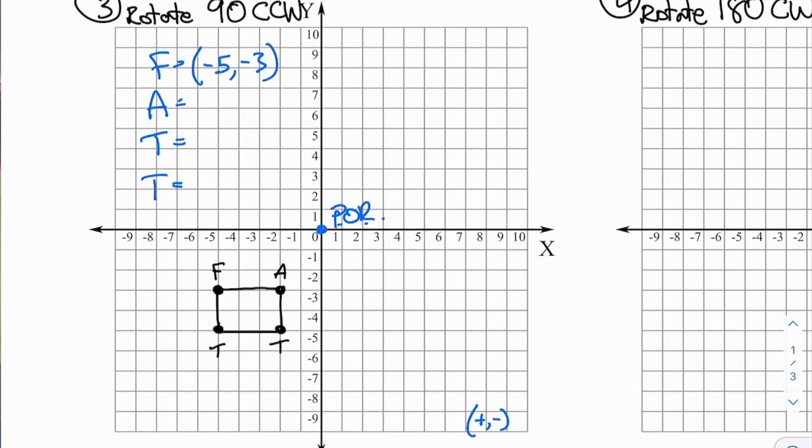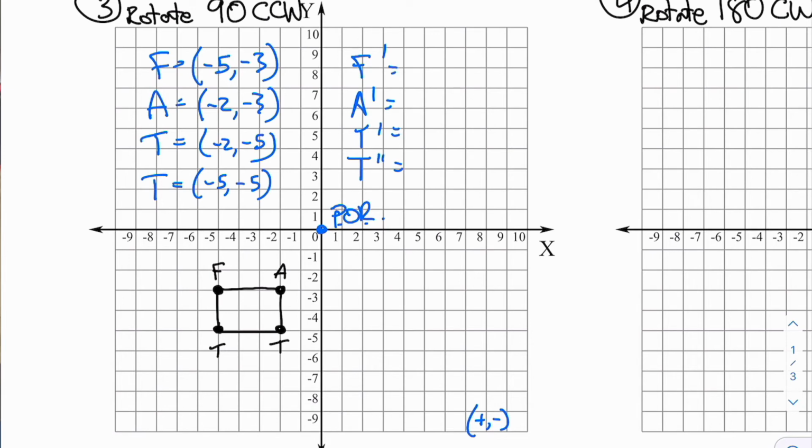A is going to be -2, -3. First T is going to be, let's see, -2, -5. And then the last one's going to be -5, -5. Okay, so our new one is going to be F prime, A prime, T prime, and T double prime, just to keep them separate there.